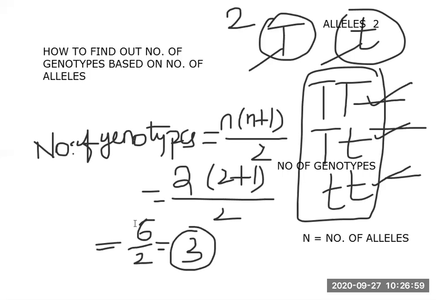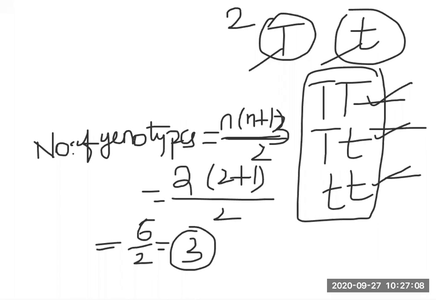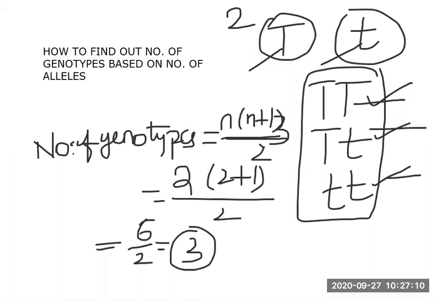Now, let us try the same in case of blood groups. How many alleles are present in case of blood groups?